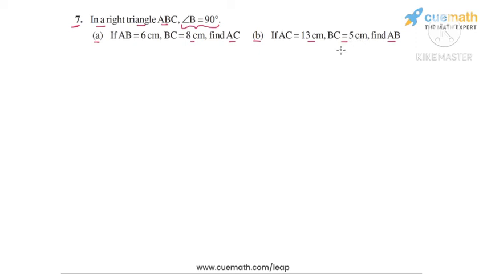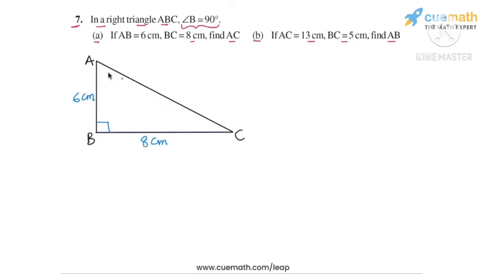To solve each of these parts, we will make use of the Pythagoras theorem, which can be applied to any right angled triangle. For the first part, here's the figure that I have drawn. Observe it carefully. Triangle ABC is right angled at B, and AB is equal to 6 centimeters and BC is equal to 8 centimeters. We will make use of the Pythagoras theorem, which says that the square of the hypotenuse AC will be the sum of the squares of the other two sides. So AC square will be equal to AB square plus BC square.